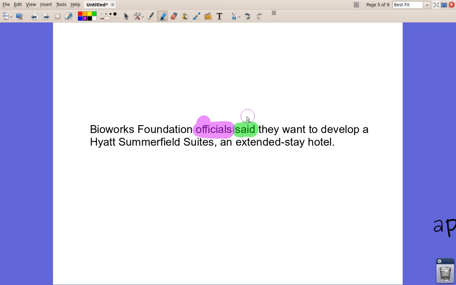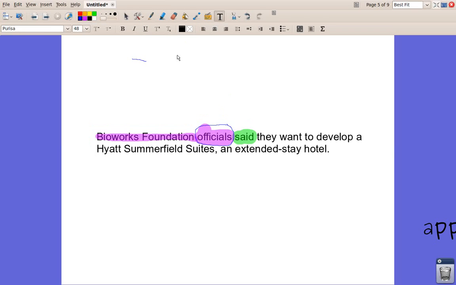So you might be seeing a pattern here, that the simple subject and simple predicate are near each other. Now we can see that we have officials, but there's still stuff over here, this BioWorks Foundation. These two words tell which officials. So they're still part of the subject, but they're not the root of our subject. This word officials is still our basic subject. So we call that the simple subject.